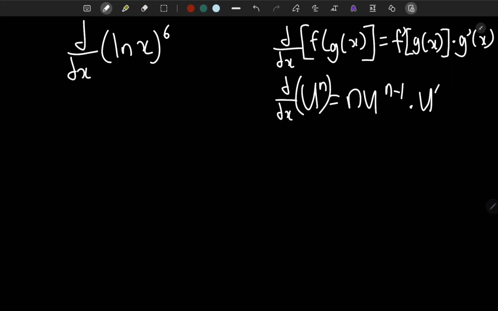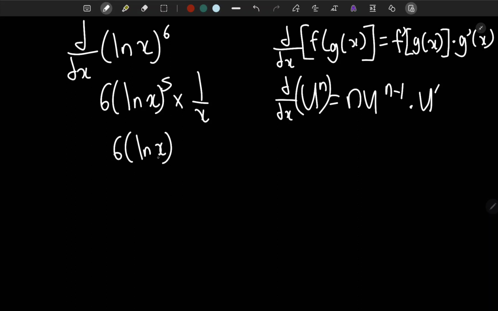So for this example we can use the second formula this time, since we have a u which is ln x and n is going to be 6, so it's going to be 6 ln x to the power of 5 now, multiplied by the derivative of ln x, which is going to be 1 over x, and the final answer would be 6 ln x to the power of 5 all over x, and this is the final answer.